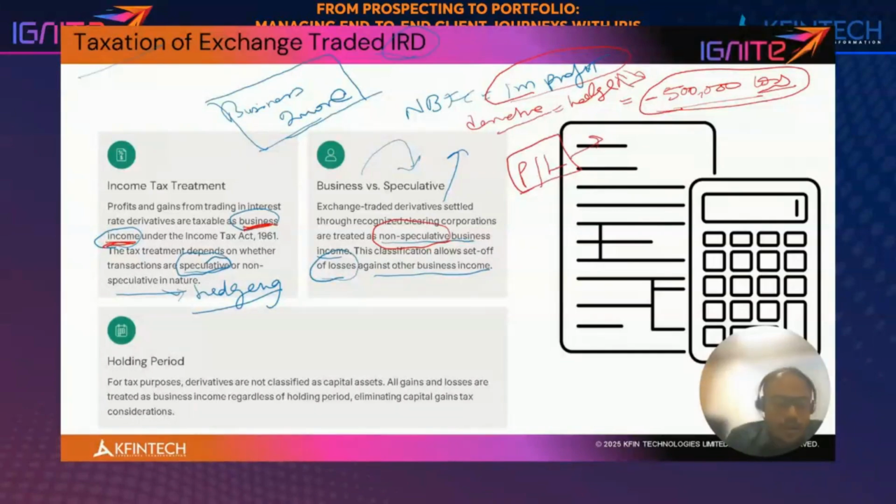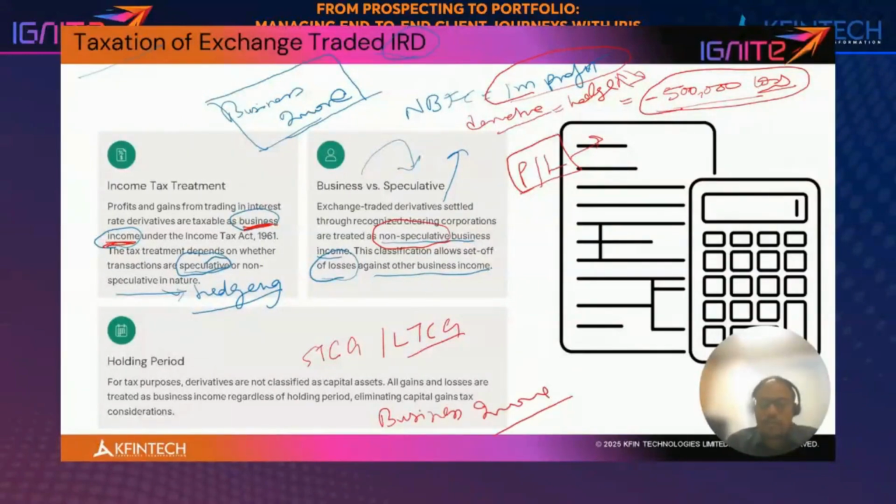For tax purposes, there is no STCG or LTCG. Why? Because it comes under business income. So no STCG and LTCG.